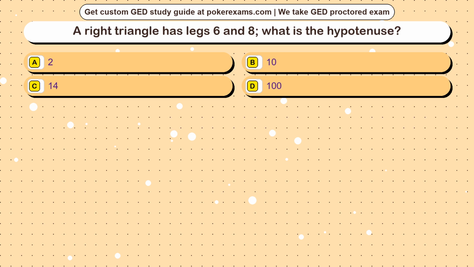Question 18. A right triangle has legs 6 and 8. What is the hypotenuse? Option A, 2. Option B, 10. Option C, 14. Option D, 100.